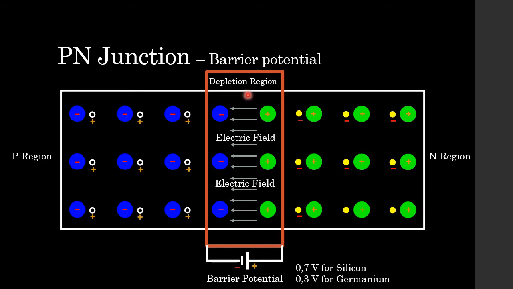So in our depletion region, something known as the barrier potential is set up because of these immobile positive donor ions and immobile negative acceptor ions. And this barrier potential that gets set up, or this electric field, has an actual voltage. For silicon, it's 0.7 volts, and for germanium, that is 0.3 volts.